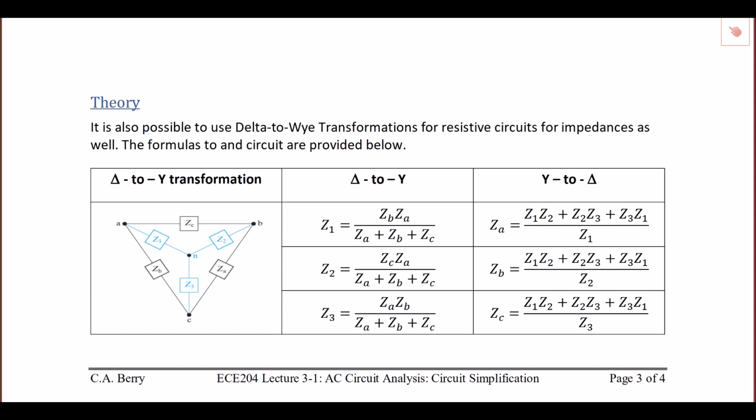Recall that you can either have a delta configuration or a Y configuration, and to convert from delta to Y, we use the following formulas for Z1, Z2, and Z3, and to convert from Y to delta, we use the following formulas for ZA, ZB, and ZC, and that you would superimpose the delta over the Y as shown in this figure here.